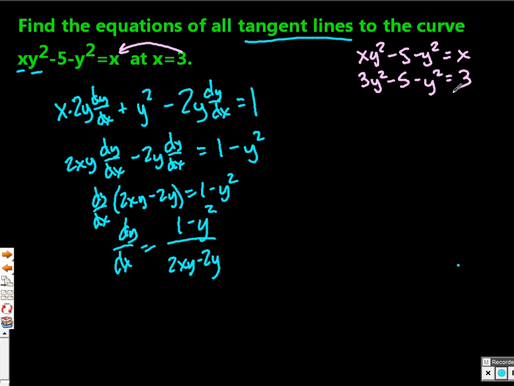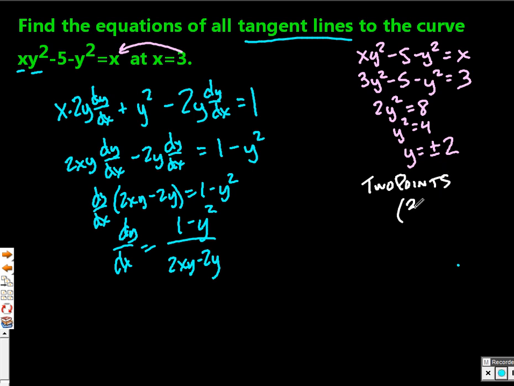Now I have an equation that I can solve. So I get 2y squared is going to equal 8, meaning y squared is 4. That means y equals positive or negative 2. So really what this means is I have two different points to look at. The two points are (3, 2) and (3, negative 2). So I need to find the slope at both of those points.